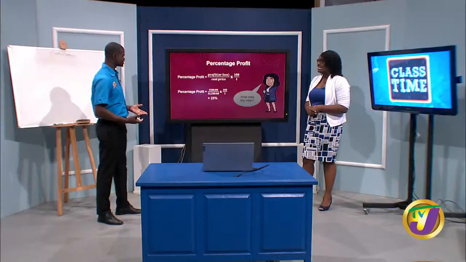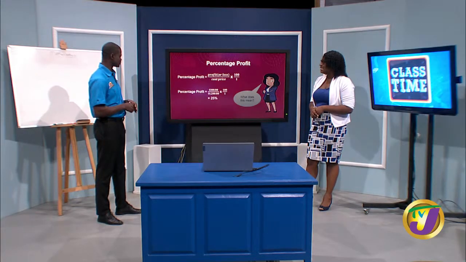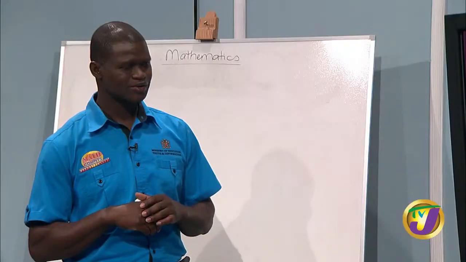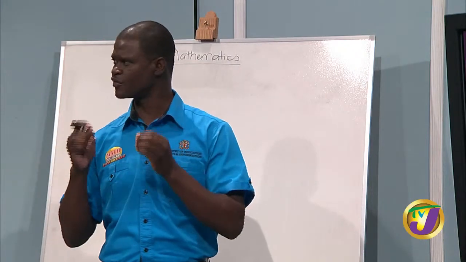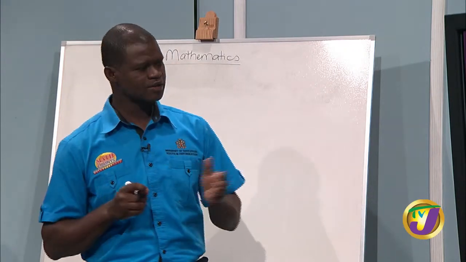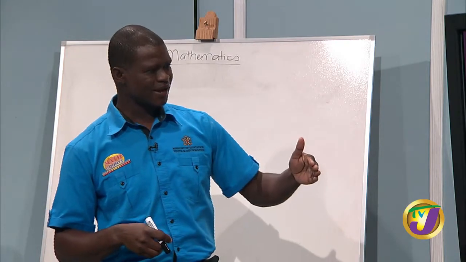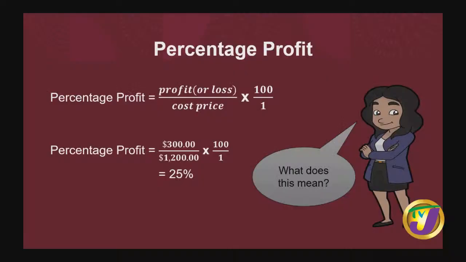And that is what Margaret is asking. What does this mean? 25% profit. As we made mention before, profit percent is in terms of how much profit you make on every $100. So in this case, we can see that Margaret or this company would have made $25 on each $100 or 25 cents on each $1.